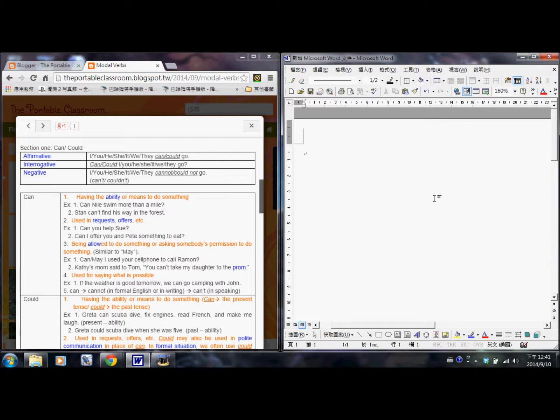Modal verb section 1. Can and could. Today we're going to talk about how to use and when to use can and could, and the differences between these two modal verbs, can and could.